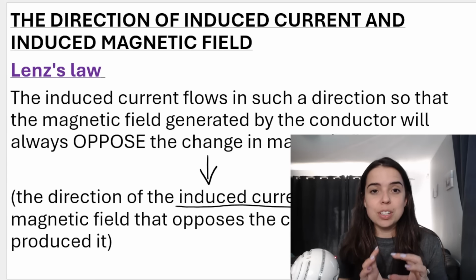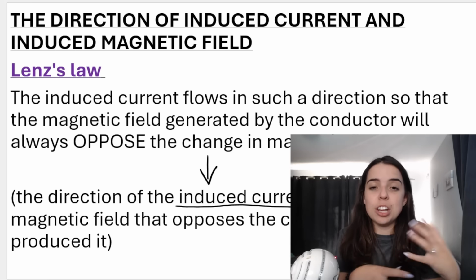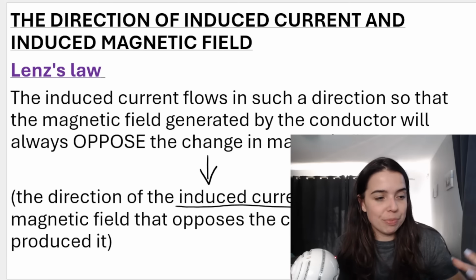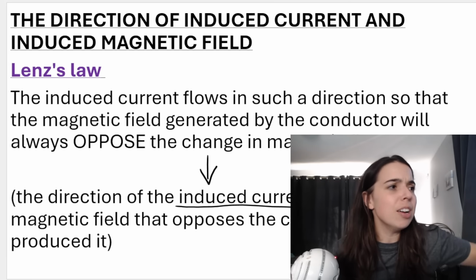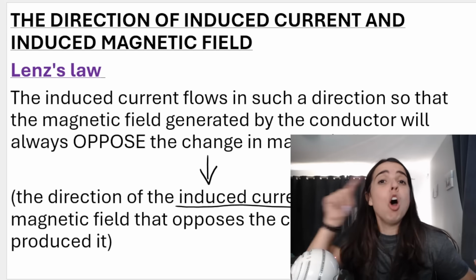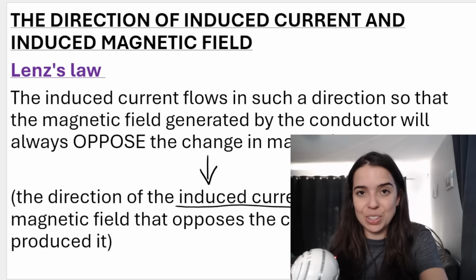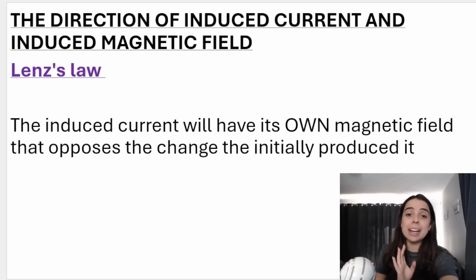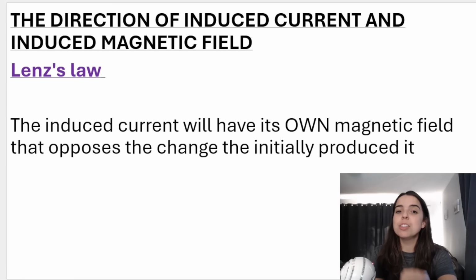There's a magnetic field that creates a change in flux, that creates an EMF, that creates the current. The current has its own magnetic field, and that new magnetic field wants to do the opposite of what the old magnetic field is doing. So basically, the induced current has its own magnetic field that opposes the change that initially produced it. Okay, a lot going on. I know, stay with me. Hopefully, as we do examples, all these words will start to make more sense.